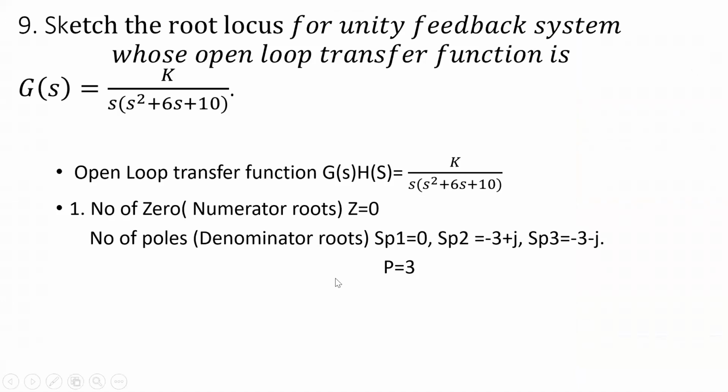Now let us go to the next, ninth problem. Sketch the root locus for a unit feedback system whose open loop transfer function is given. From this we see zeros are not there. The order of the system is s cubed, so we'll have three poles at 0. Then it is minus 3 plus or minus j.